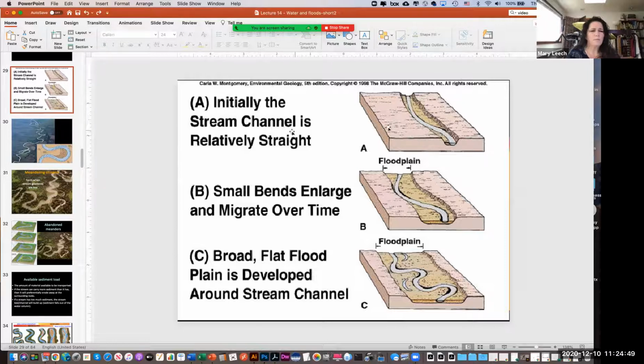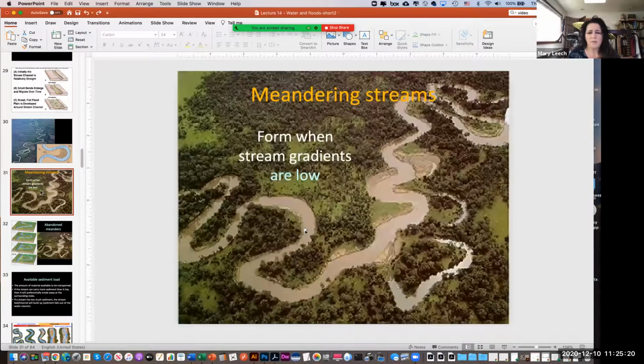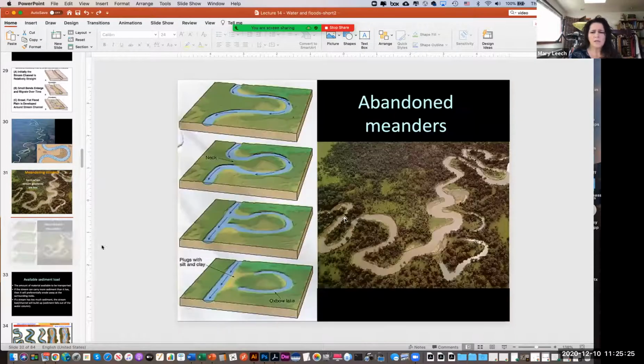I've already said that near the headwaters, stream channels are straighter, and they start to migrate and enlarge their floodplain over time, or as you move down the stream profile, so toward the mouth of the river. Just in general. Here are some nice examples of meandering rivers. Same idea. I'm not going to re-explain that diagram. Here's another beautiful meandering river with some oxbow lakes. I think I already showed you that one.